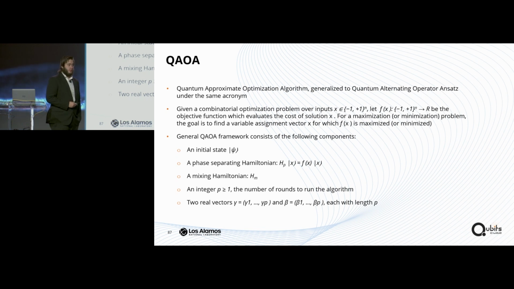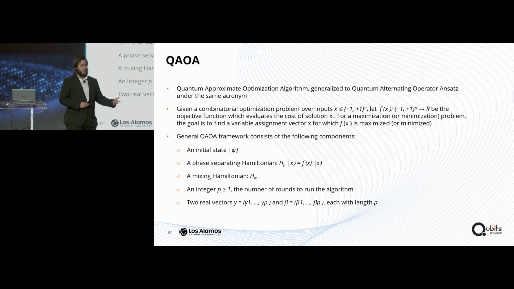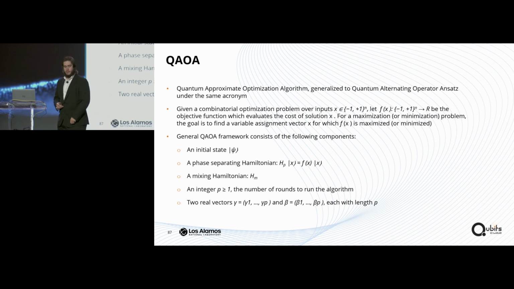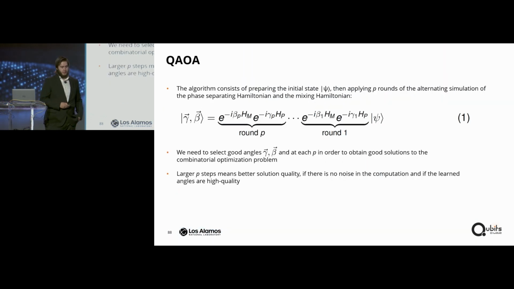And then we have some integer p. This describes how many runs we run the algorithm, how long we run it. And then we have two different real vectors, beta and gamma. These parameterize the phase-separating Hamiltonian and the mixing Hamiltonian. So the algorithm consists of preparing this initial state and then applying p rounds of alternating simulation of the phase-separating Hamiltonian and the mixing Hamiltonian.